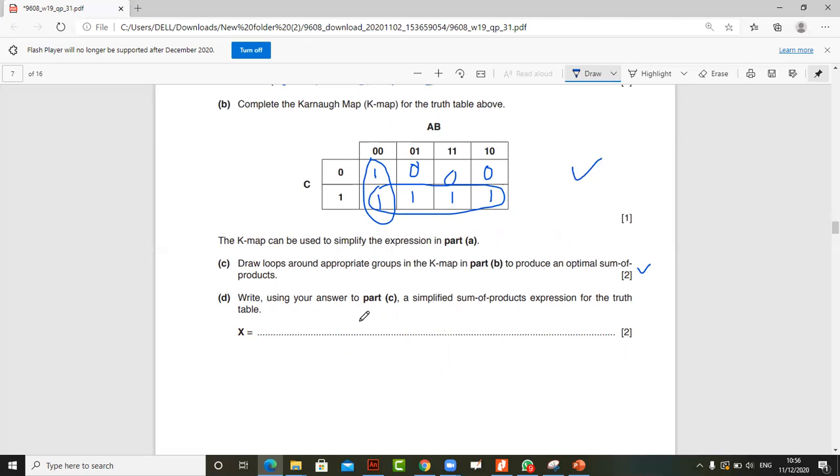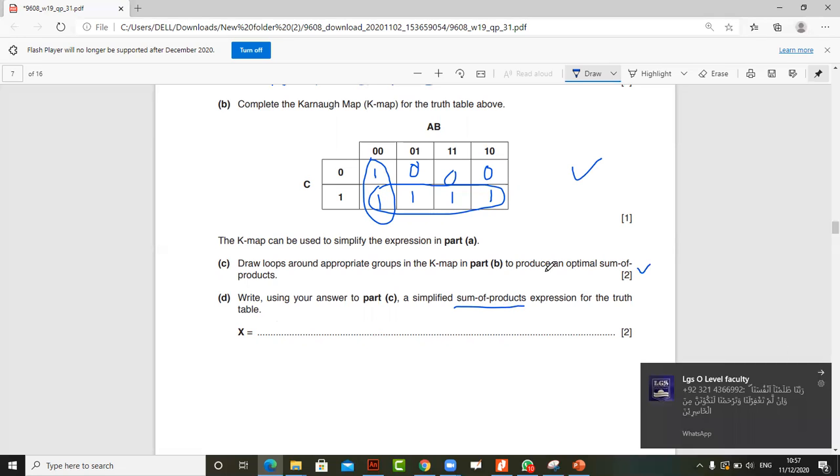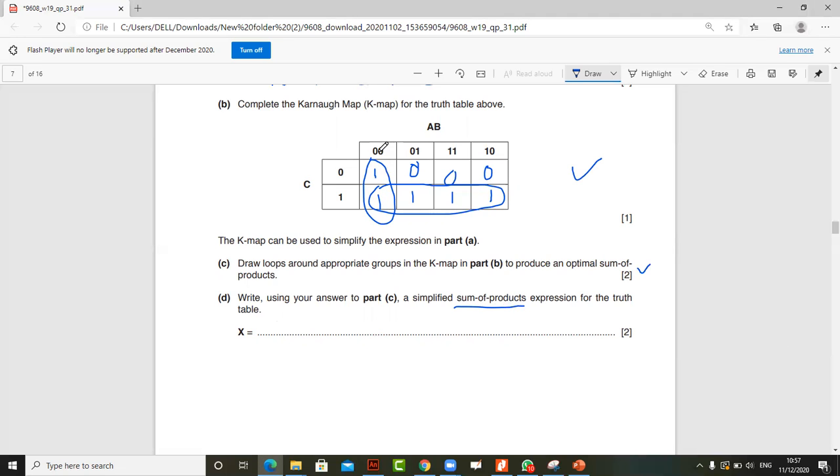Write, using your answer in part C, a simplified sum of product expression for the truth table। हाँ, ये मेरे साथ करो। How can we do this? ये तो सिंपल है ना, sum of product। क्या होगा इसका? ये क्या है? अच्छा, ये A1 1 का है, मैंने भी एक्सप्लेन किया था। What is this? 1 1 कहाँ आ रहे हैं? Independent of what? Just look at this one. So इसकी एक्सप्रेशन क्या है? What is the expression of this?